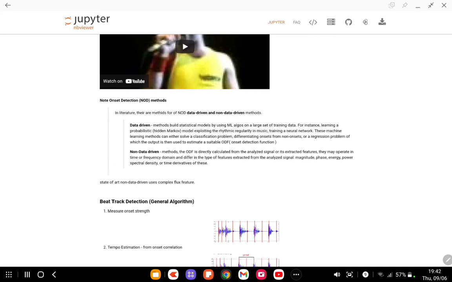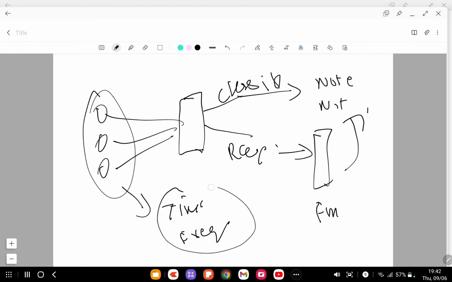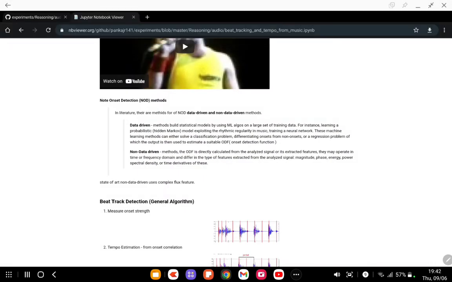Now, what is the non-data driven method? Non-data driven methods generally use raw data. They extract features from this data, either in the time domain or the frequency domain, and then use an algorithm that works directly on those extracted features. The features could be magnitude, phase, energy, power, spectral density, or something else. Currently, a state-of-the-art non-data driven algorithm uses complex domain features. In this lecture itself, we are going to use a non-data driven algorithm.